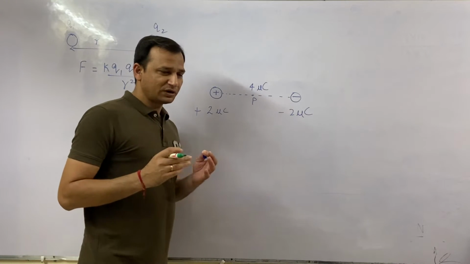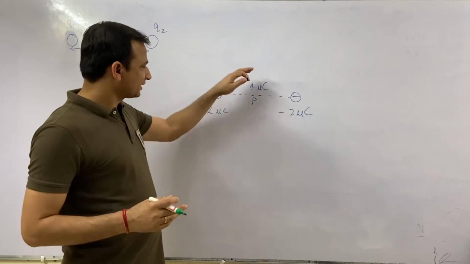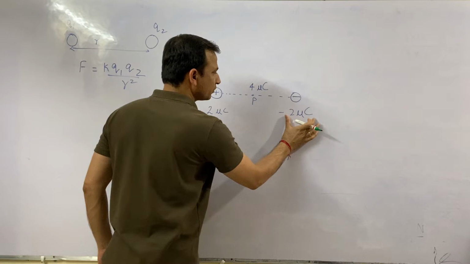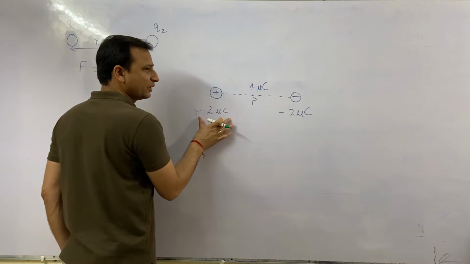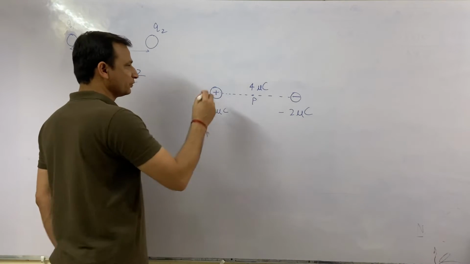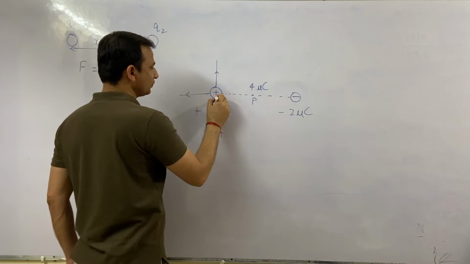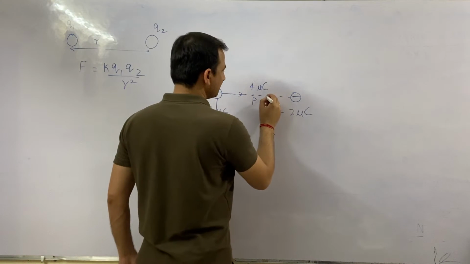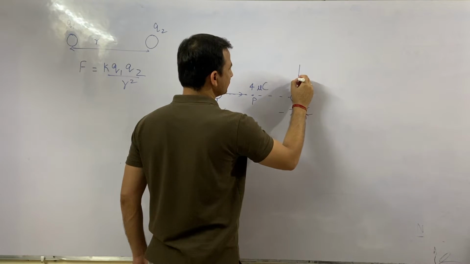And what we are trying to find is what would be the direction of force acting on this 4 microcoulomb charge because of this 2 microcoulomb charge kept right side to point P and plus 2 microcoulomb charge kept left side of the point P. So we know electric field points outward from the positive charge and electric field points inward from the negative charge.